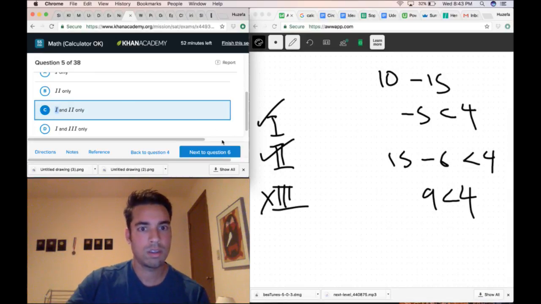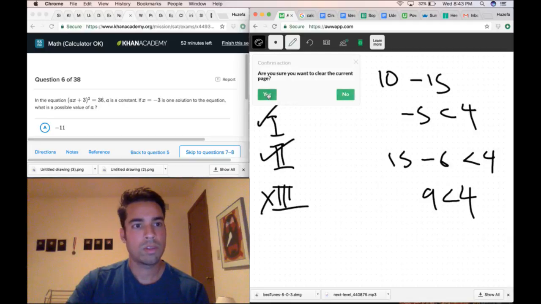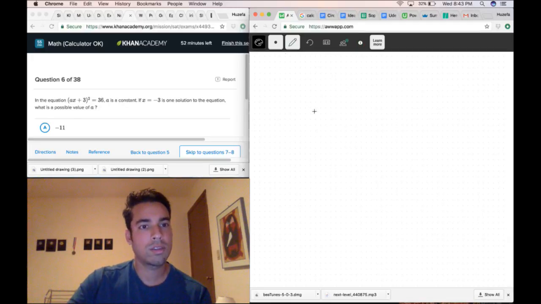And that is C. All right. Next one, number 6. In the equation, A is a constant. If x equals negative 3 is a solution, what is a possible value of A? All right, so here's my thought.